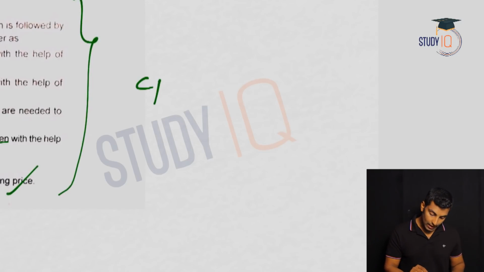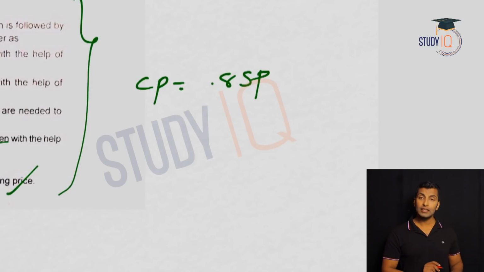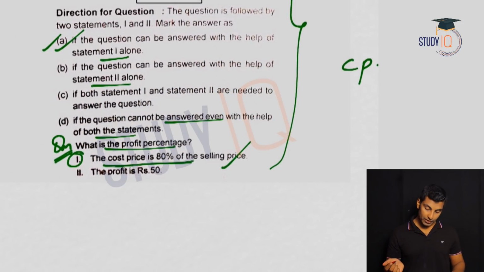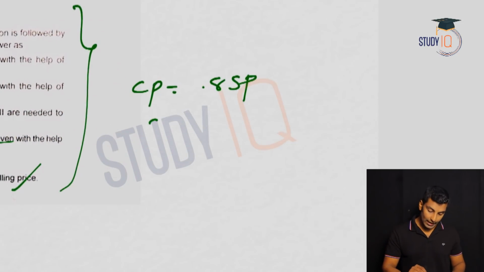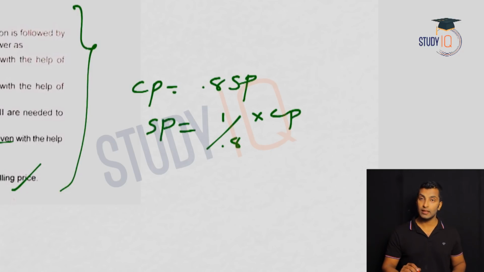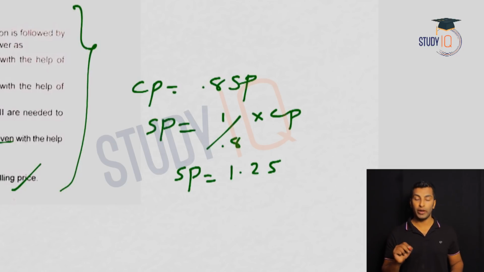So this is like this. CP is 0.8 of selling price. See, the cost price is 80% of the selling price. So what is selling price? Selling price is 1 by 0.8 of cost price. So selling price is actually 1.25. 1 by 0.8 means 1.25 of cost price.